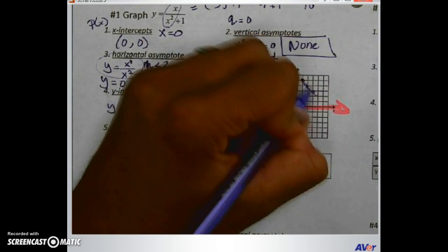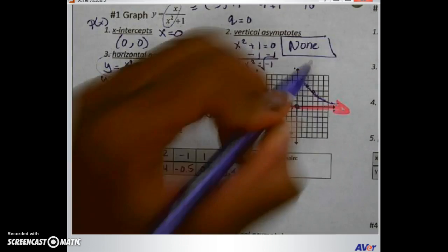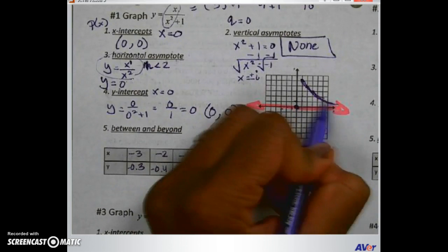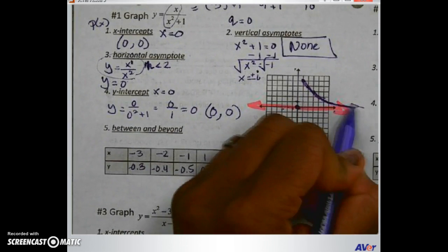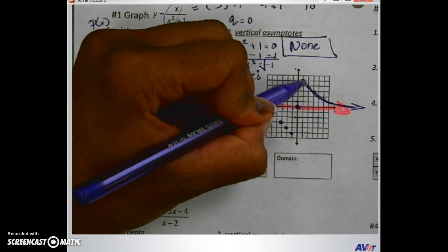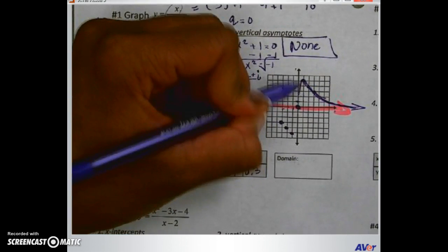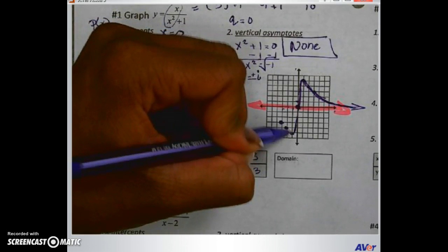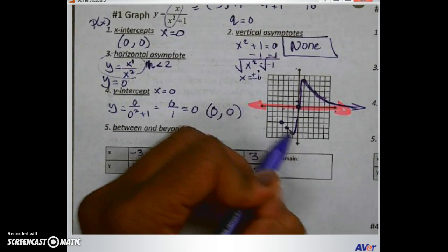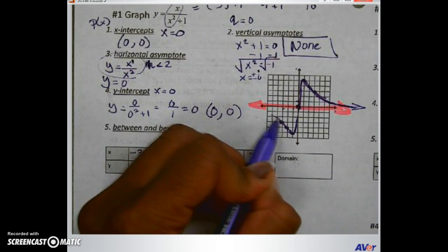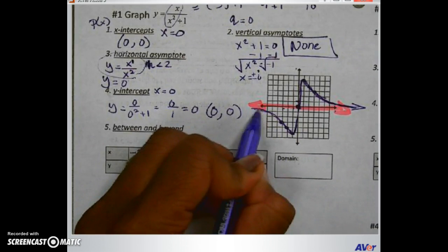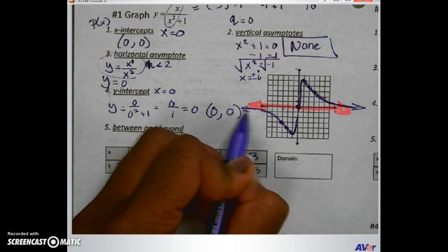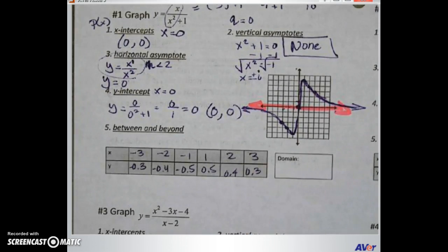So I know that this should approach. And so this is it approaching your asymptote. And then it looks like it does a little bit of a turn here. And then it starts going down. Then it changes directions one more time. And then from here, I'm going to approach the asymptote, but I'm not going to cross it again. I think that looks pretty.